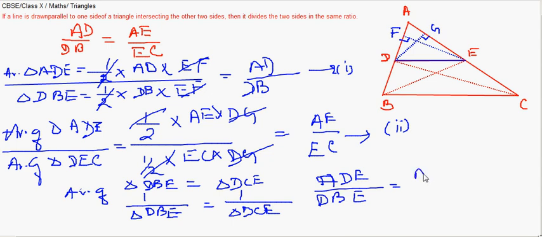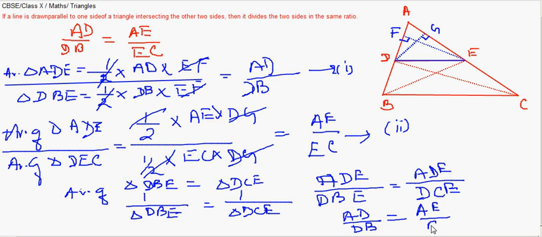is equal to ADE by DCE. Now area of ADE by DBE was given by AD by DB from the first equation, and area of ADE by DCE from the second equation makes it AE by EC. So this is what we were to prove here.